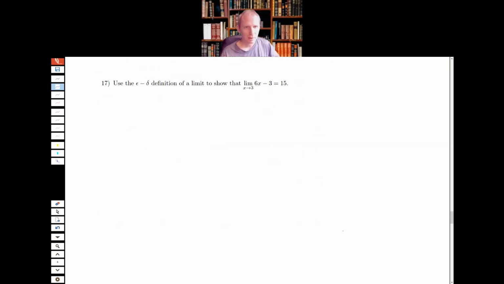Okay, epsilon delta definitions of a limit. So I like to break these into two parts. The first one is where we're trying to find delta. So I work backwards there. We say, okay, I want to start with the absolute value of f of x minus L less than epsilon and work towards absolute value of x minus a less than delta. In this case, the a is 3, so I'm working towards x minus 3 less than delta.